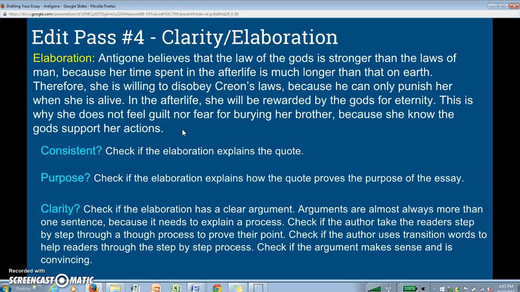Check if the author uses transition words to help readers through the step-by-step process, such as here I use the word therefore. I also use the transition in the afterlife. I also use words like because to further prove my point. Also, check if the argument makes sense and if it's convincing.